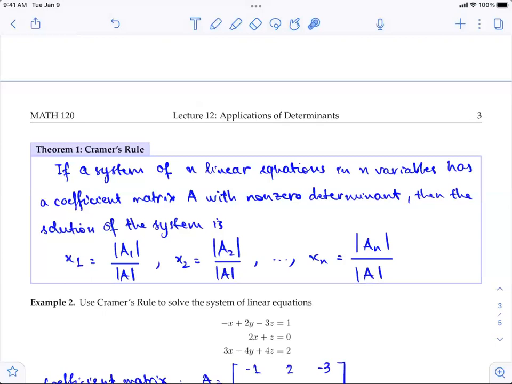A1 can be formed by removing the first column of the coefficient matrix and replacing that with the entries on the right hand side. And A2 can be formed by removing the second column of A and replacing that with the right hand side of the system, and so on and so forth. Right, so that is Cramer's rule.